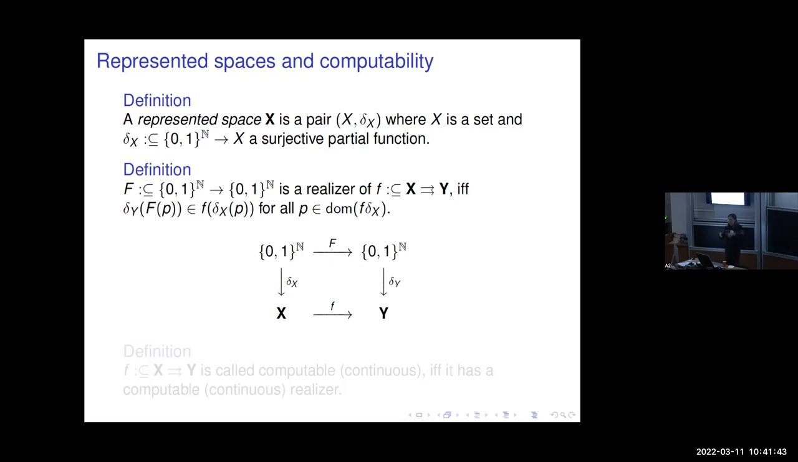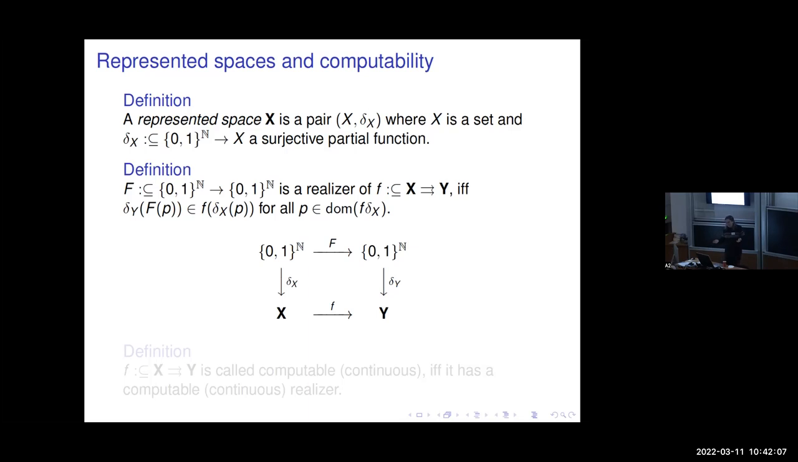Once you know how you code elements, you know how to do computations. Computations act on Cantor space. Interesting stuff is happening between the represented spaces. The notion of a realizer of a map between represented spaces is just something that takes names for inputs and maps them to some name for the mapping output.